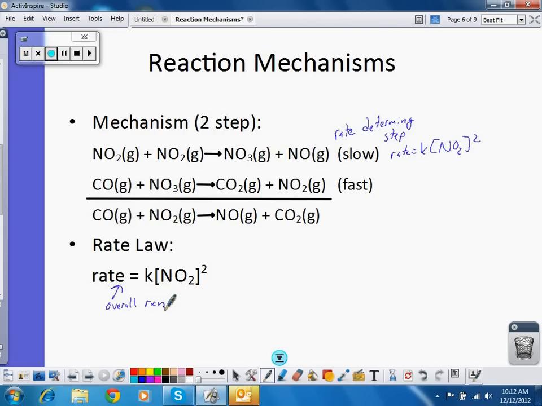In order for this to be a valid two-step mechanism for this overall reaction, I must observe an experimental rate law that looks like this. If the rate law is different, then this is not a good mechanism.